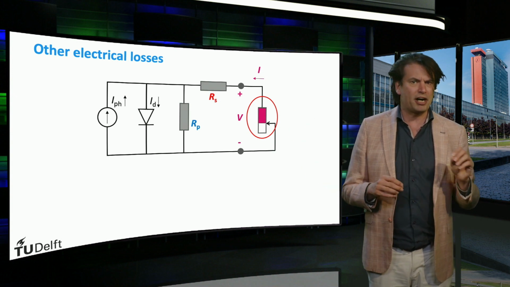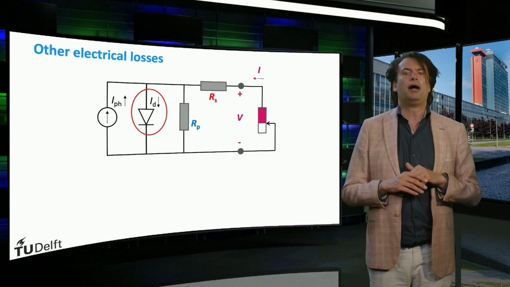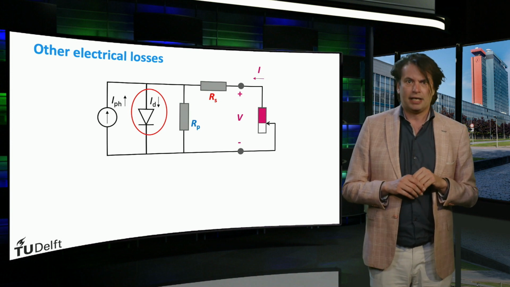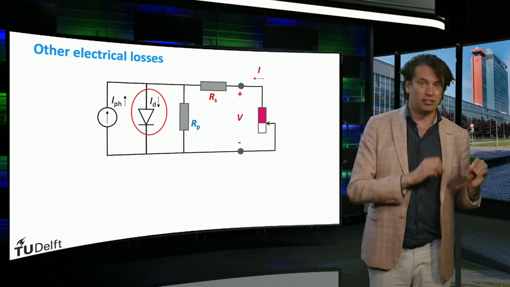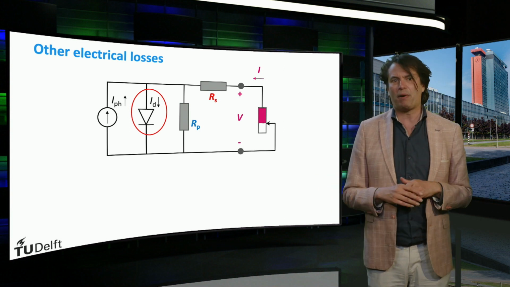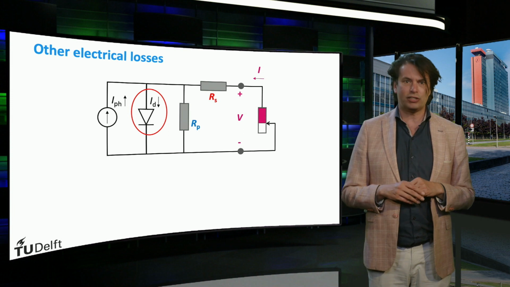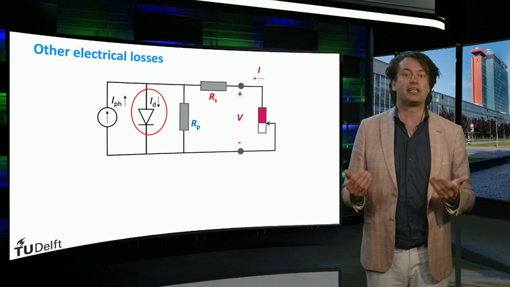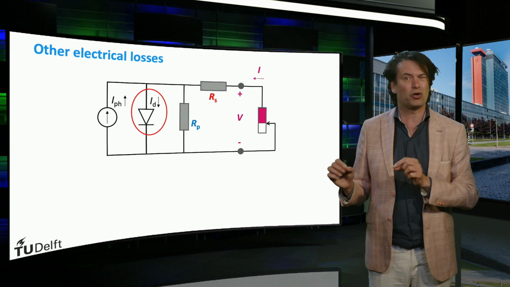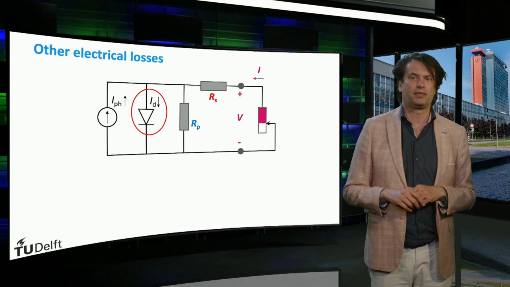We also see the diode with a current ID passing through it. This represents the solar cell diode characteristics in the dark. Some current will pass through this diode, and this current does not reach the load. This actually represents the recombination that occurs in the solar cell.